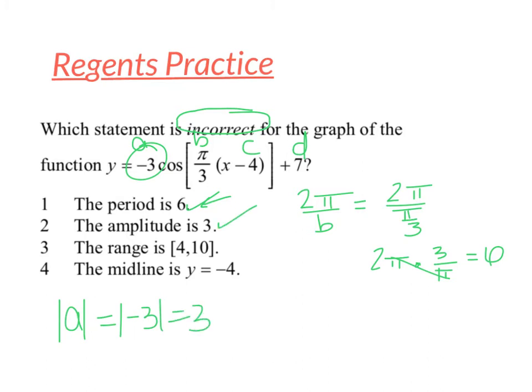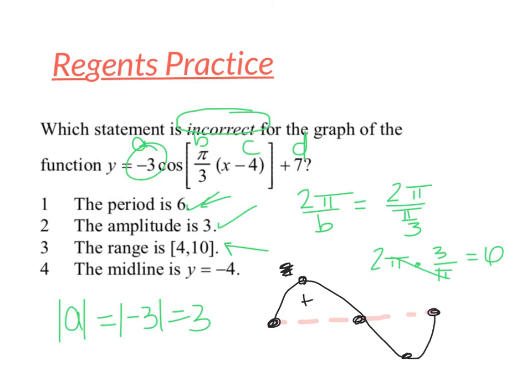The range is 4 to 10, and the midline is -4. To get my range, I've got to see how high and low this graph goes. Either you can graph it in your calculator, or you can visualize it. Wherever the midline is, it doesn't really matter. But for a sine curve, it starts on the midline, and then it ends on the midline. It's on the midline halfway through. It's going to go up 3, however high that is, and go down 3.